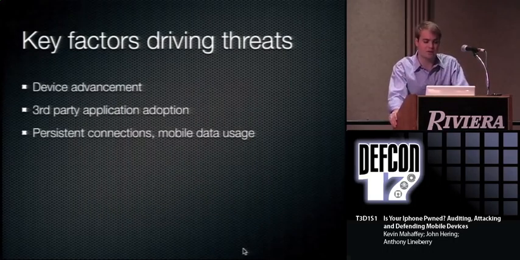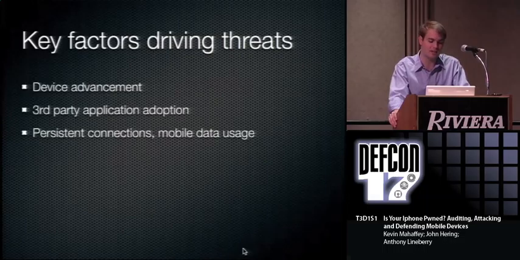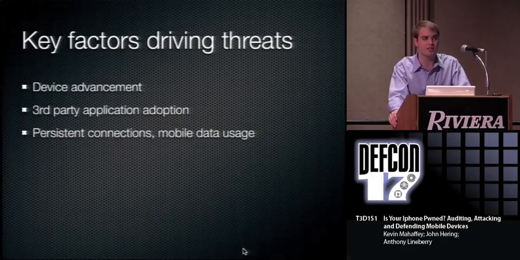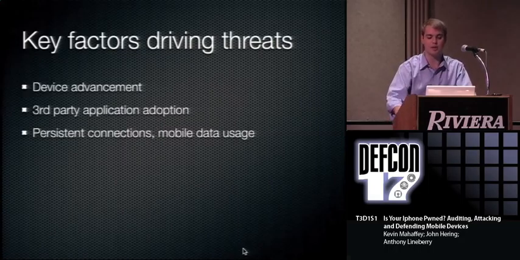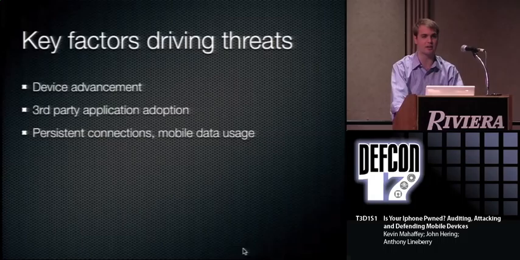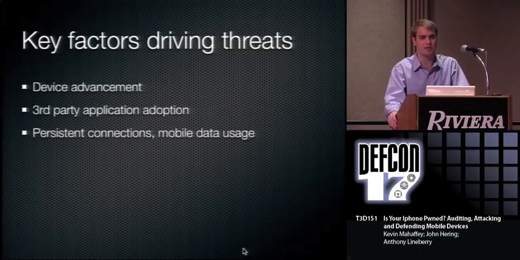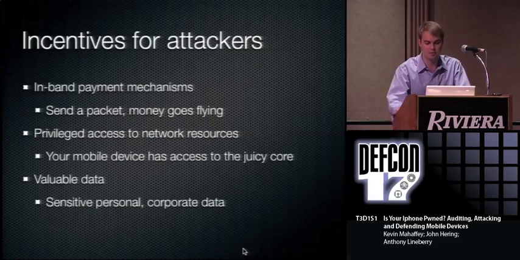So what are the key factors driving the threats? Device advancement, I would say, is the number one. Third-party application adoption. We saw this on the desktop in the 90s with the shareware movement, and malware and spyware starting to piggyback on applications as they were downloaded. Persistent connections and mobile data usage. Data usage is absolutely skyrocketing. I just read a study, I believe, that by 2012 we'll be using the same amount of data on mobile networks as in 2008 on wired networks. That gives you an idea of how much data will be flowing over mobile networks, which is pretty staggering in just a short period of time.